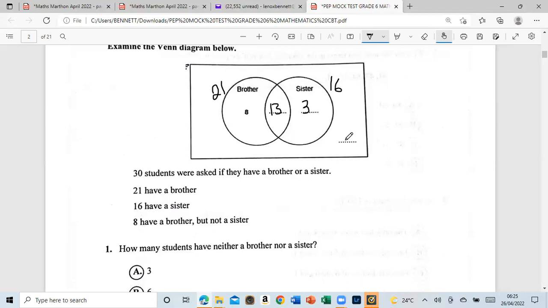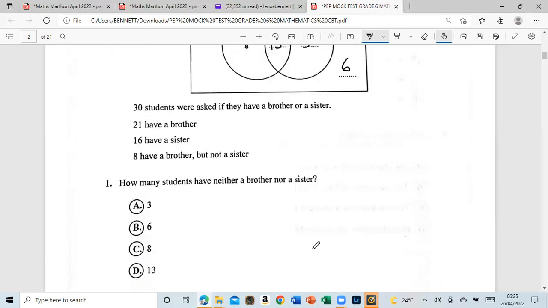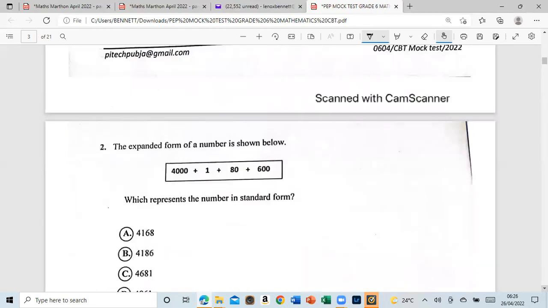So we still need to find out this part. How can we find that out? We know that there are 30 persons in all in the survey. So right here would be 8 plus 13, 21, plus 3, 24. So right here would be 6. So these persons right here don't have a brother nor a sister. So that would be 6. Alright, so let's go down to the answers and see if we can get it. So they have neither a brother nor a sister.